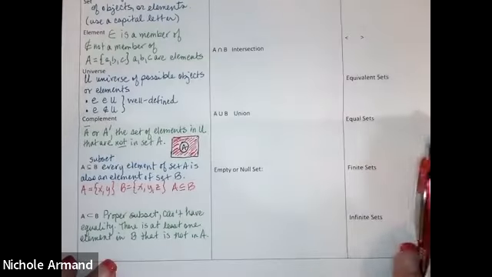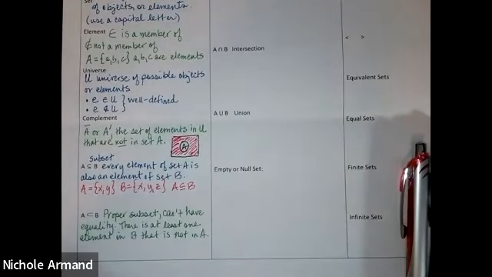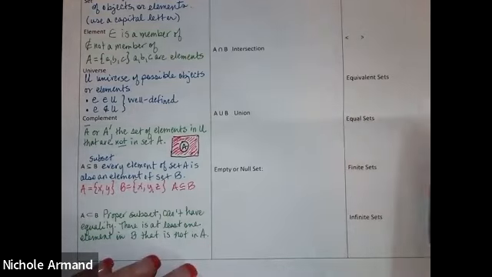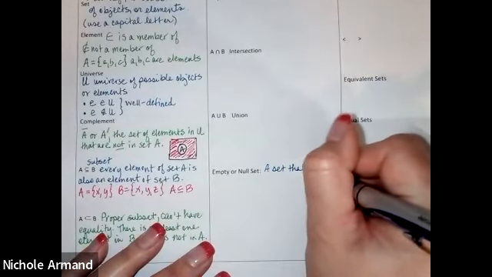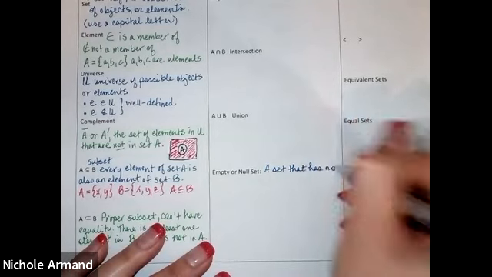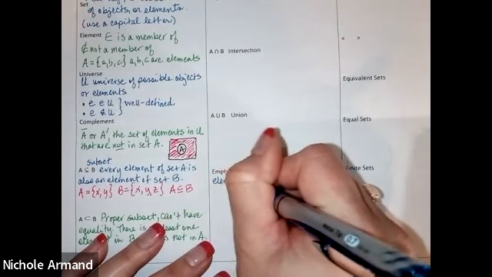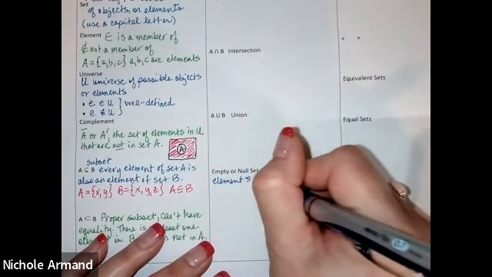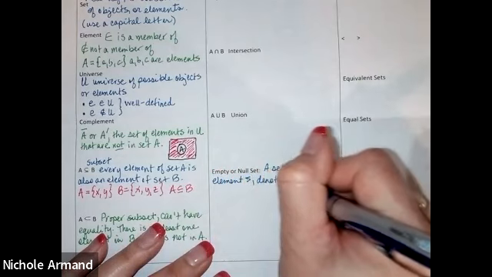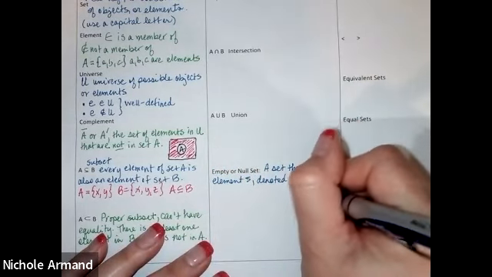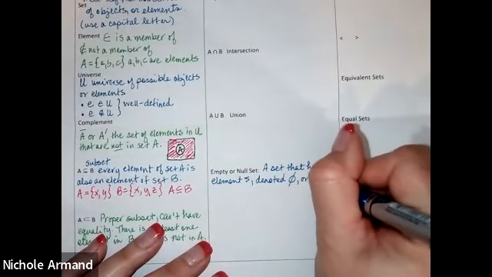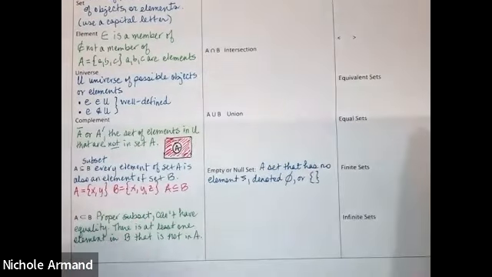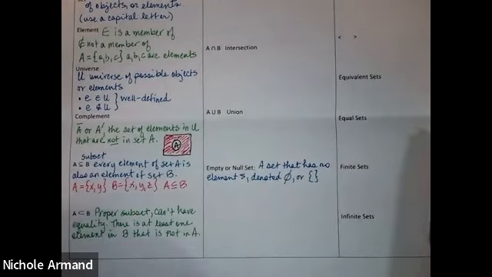Let's move across here to the empty or null set. This is a set that has no elements. And it is denoted as a circle with a line through it like this, or you can just put two curly braces next to each other like this with nothing inside it.